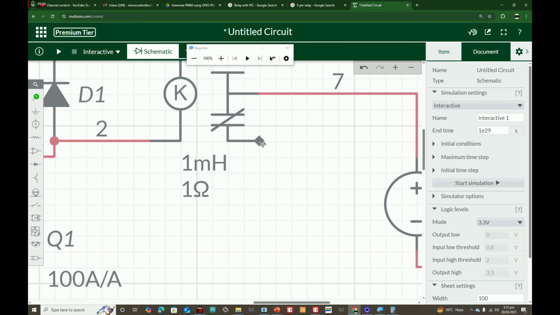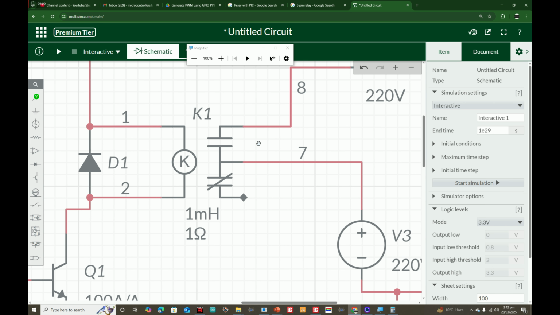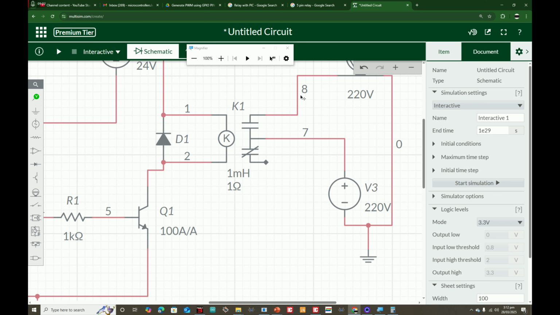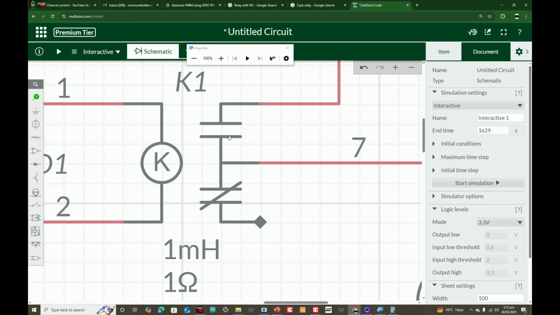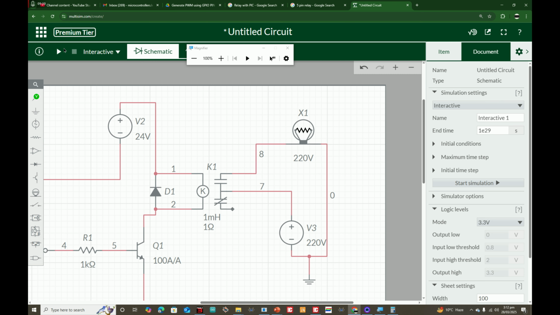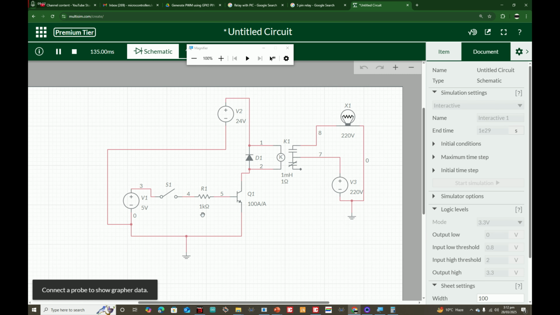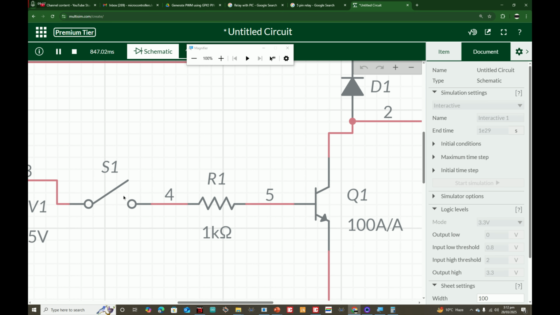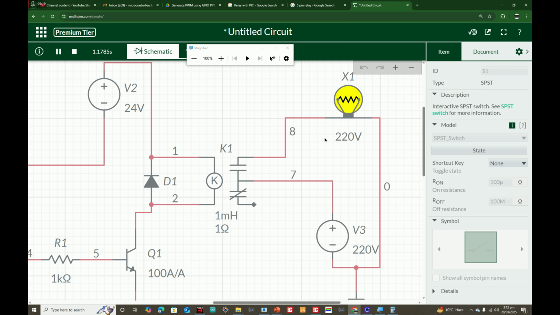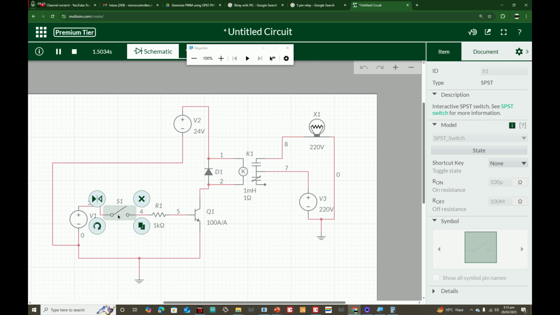Now we have left the normally closed empty, because right now our bulb will only turn on if the relay is triggered, because we have connected it to the normally open. Once the relay is triggered, this becomes closed, this becomes open. Okay, I run the simulation. See, the simulation is running. Okay, the bulb is off. I click on the close, the bulb is on. Okay, by default the bulb is off.